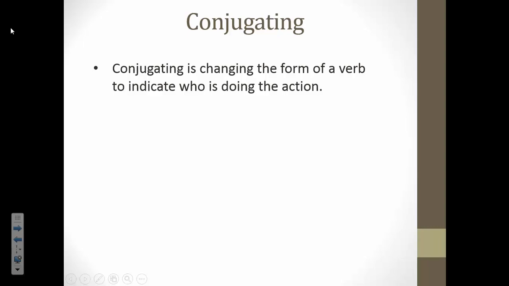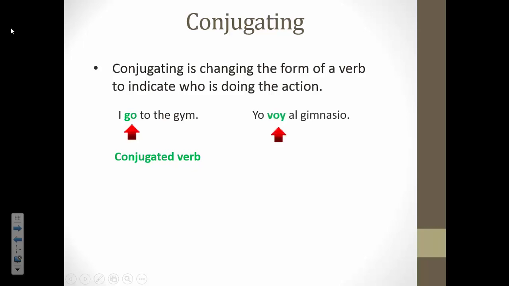Okay, conjugating. Conjugating is changing the form of a verb to indicate who is doing the action. We have talked about conjugating before. We know how to conjugate certain verbs like ser, tener, estar, and other AR verbs. I go to the gym. Go is a conjugated verb in English. Yo voy al gimnasio. Voy is a conjugated verb in Spanish.